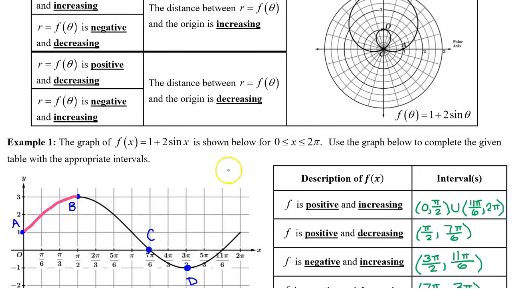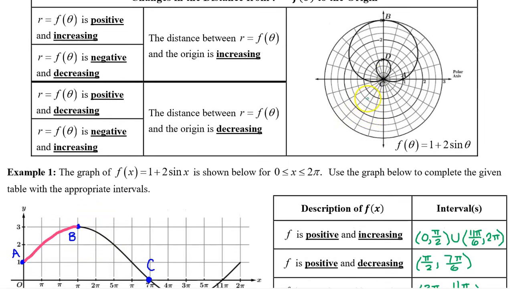Let's look at that same interval on the polar graph. We are talking about the interval from 0 to pi over 2. As we rotate from theta equals 0 to pi over 2, we are tracing out this portion of the graph from A to B. And you can again see that the r value is getting further away from the pole.